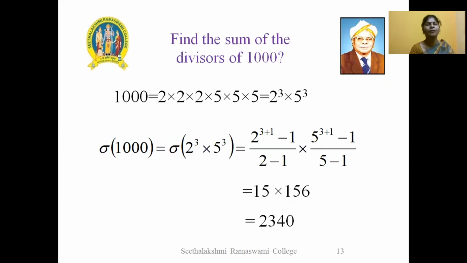The application of sigma of n. Find the sum of the divisors of 1000. For this, again, we have to factorize 1000 into primes and use the previous formula. Sigma of 2 power 3 into 5 power 3 is equal to (2 power 3 plus 1 minus 1) by (2 minus 1) into (5 power 3 plus 1 minus 1) by (5 minus 1), which is equal to 15 into 156, which is equal to 2340.